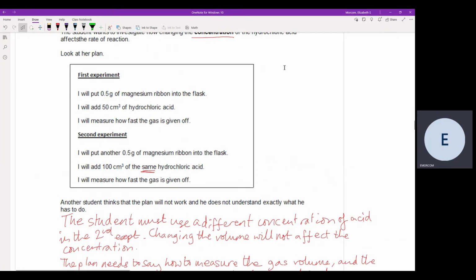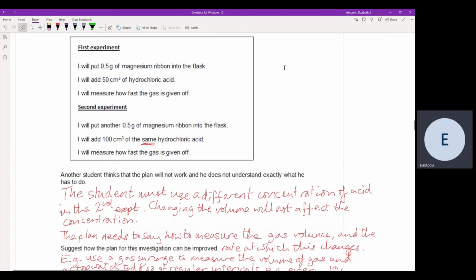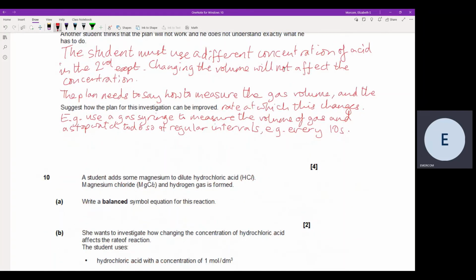Another thing that we need to make sure is the same. If we are investigating the concentration's effect on rate, then we need to keep all of the other things that can affect the rate of reaction constant. One that we can talk about quite simply here is to make sure that the temperature is the same each time.